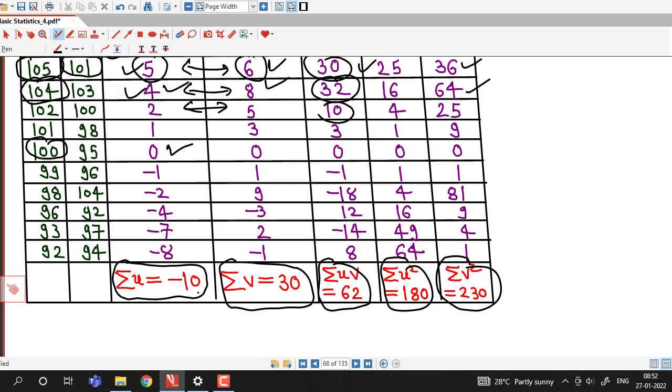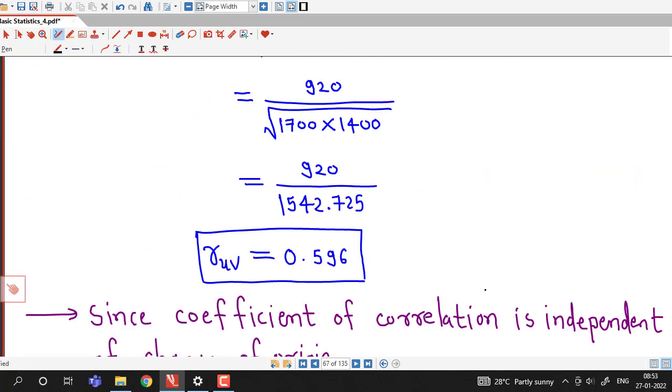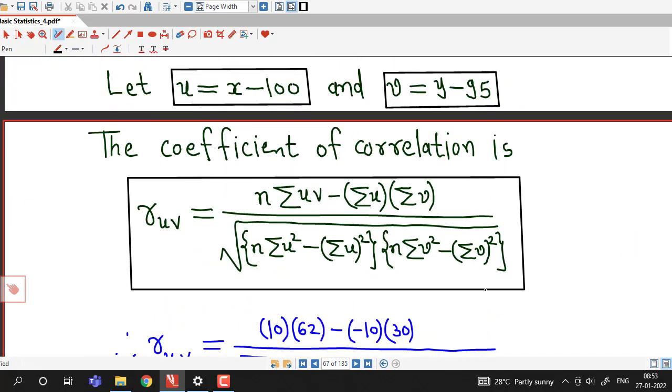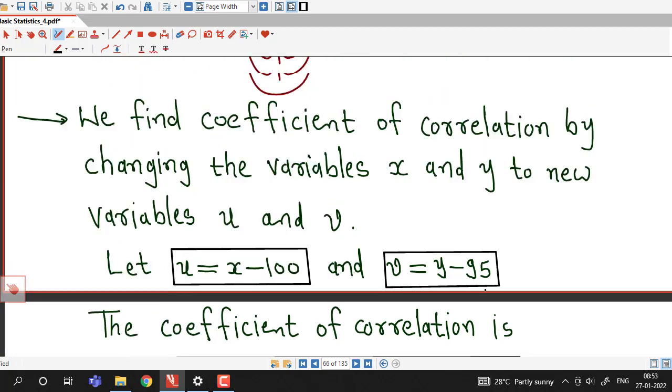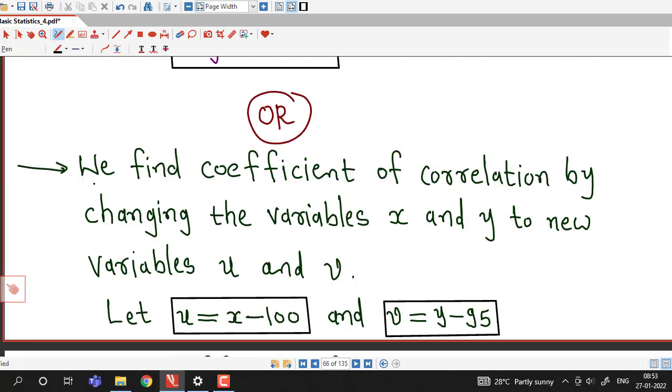So first we will prepare the table, and from the table we will require all these values. Whatever columns are there, we will take the total of values in each column. So now we have all these things which we require in the formula. We substitute all those things in the formula of coefficient of correlation, and we have to write it down systematically.